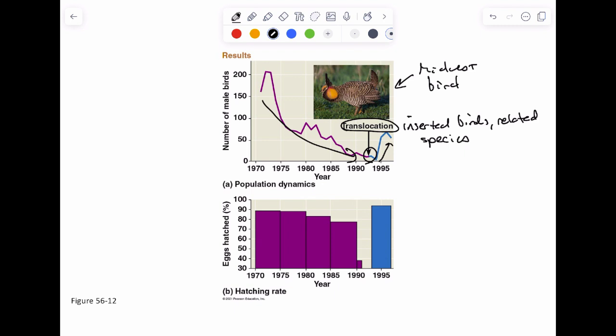Because the only real solution to escaping an extinction vortex is you need to introduce individuals who have diversity with them. It's the only option you really have. Because outside of that, you're kind of done for.